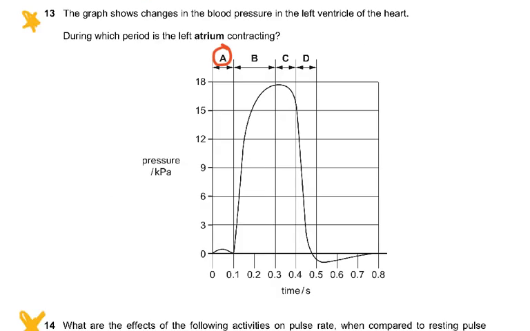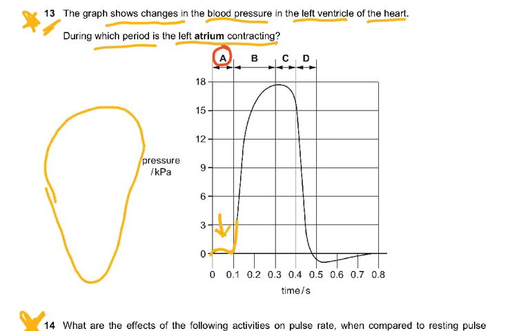13 has also been mentioned in the exam report. The graph shows changes in the blood pressure in the left ventricle of the heart. Now, during which period is the left atrium contracting, which means that the pressure in the ventricle must be the lowest? And the answer was A, because this is the time when the atrial systole contracts. And then, of course, now the pressure in the ventricle is going to rise. So that means blood has flown from the atrium into the ventricle.